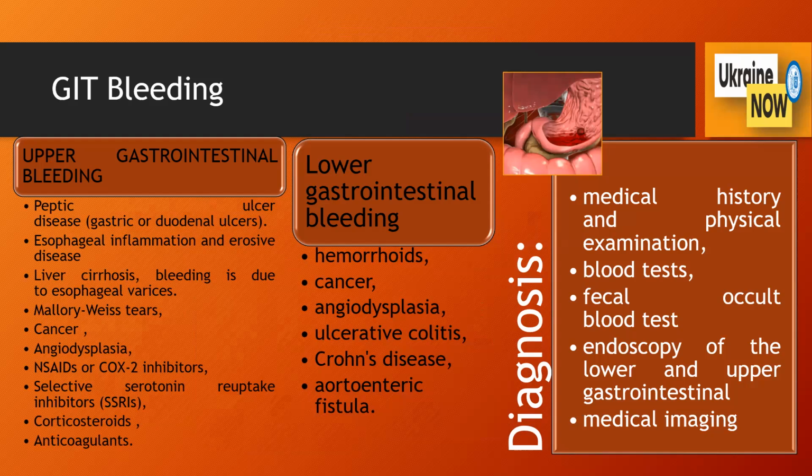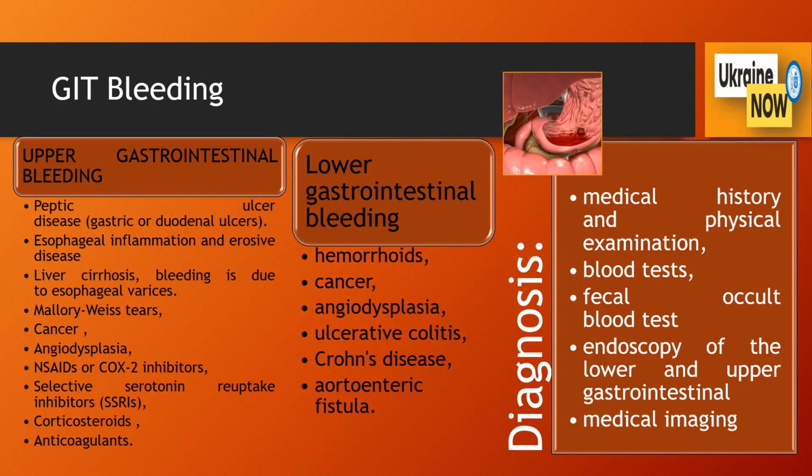In those with liver cirrhosis, bleeding is due to esophageal varices. Approximately half of those with peptic ulcer have a Helicobacter pylori infection. Other causes include Mallory-Weiss tears, cancer, and angiodysplasia. A number of medications are found to cause upper gastrointestinal bleeding. They are non-steroidal anti-inflammatory drugs or COX-2 inhibitors, corticosteroids, and anticoagulants.